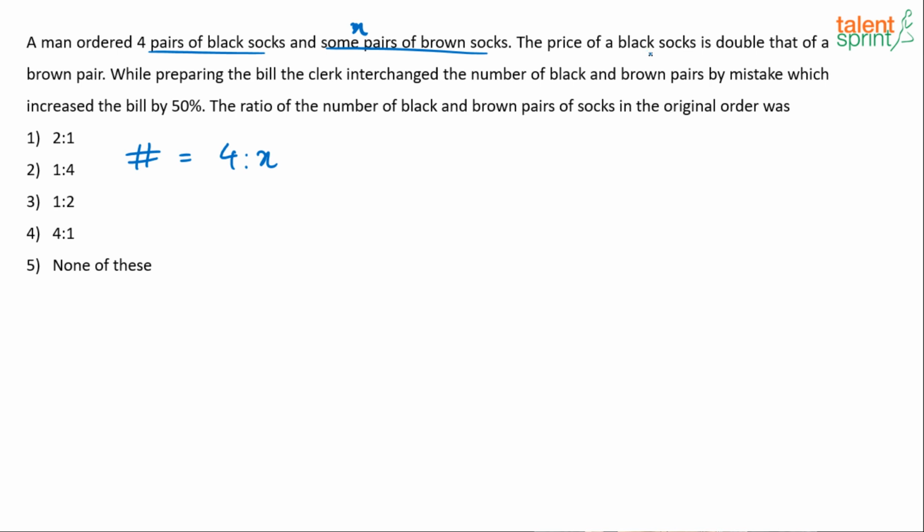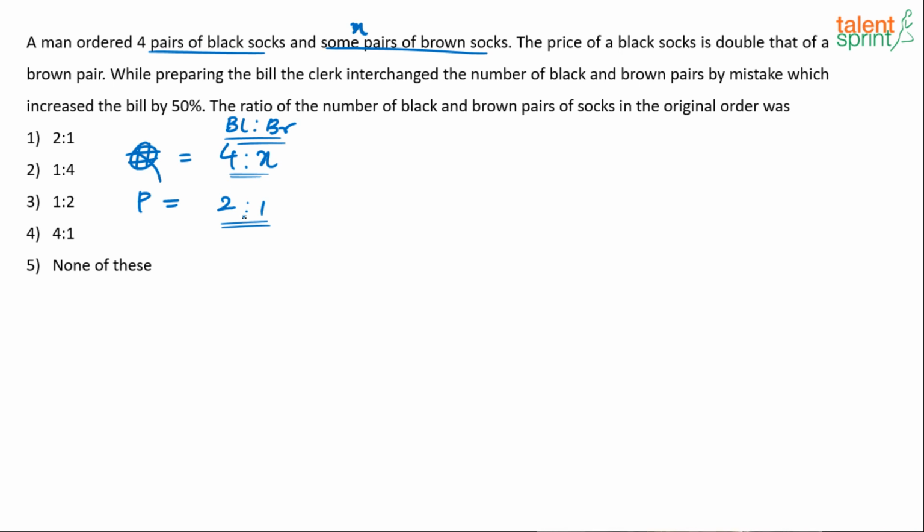The price of black socks is double that of brown pair. Now, when it comes to price, this is quantity, let's say Q. When it comes to price, the ratio is what? 2:1. The ratio is black to brown. So black is to brown, quantity ratio is 4:X. Black is to brown, price ratio is 2:1. Yes or no? Quantity ratio is 4:X, price ratio is 2:1, because price of black is double. So if this is 1 rupee, this will be 2 rupees. Or if this is X rupees, this is going to be 2X rupees.